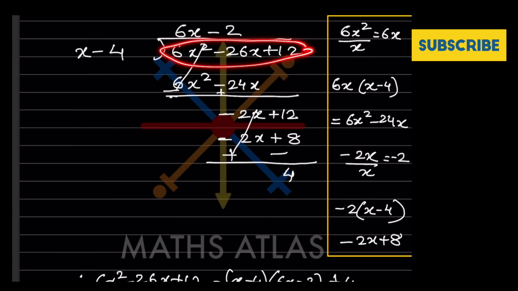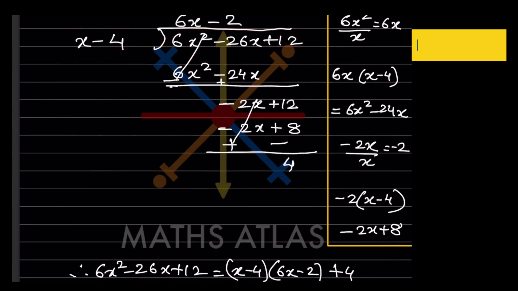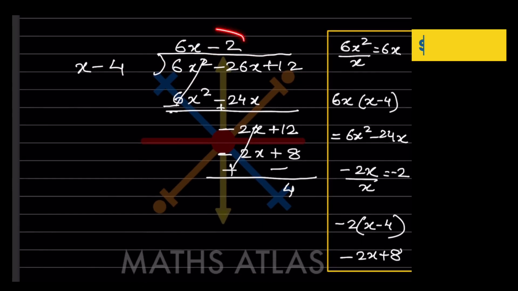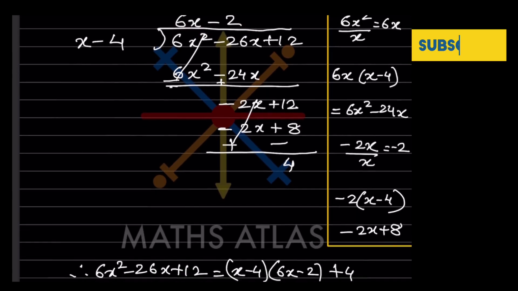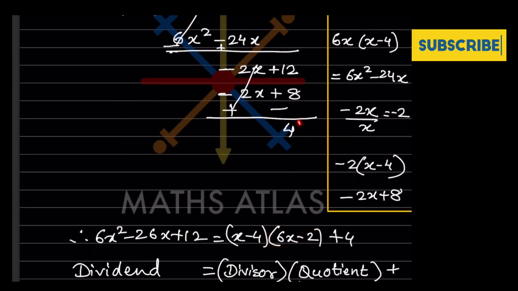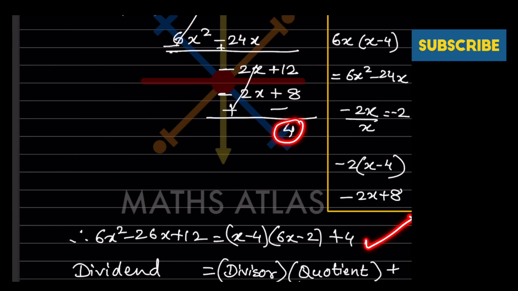Dividend is this part. So divisor is here. So this is written over here into quotient. This is the quotient, that is 6x minus 2, and plus remainder is plus 4. So this is the answer.